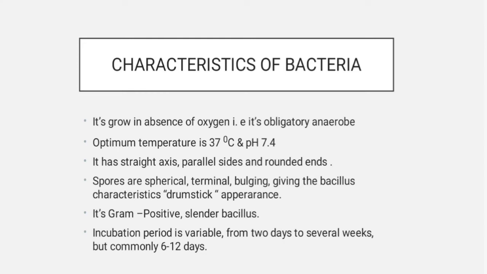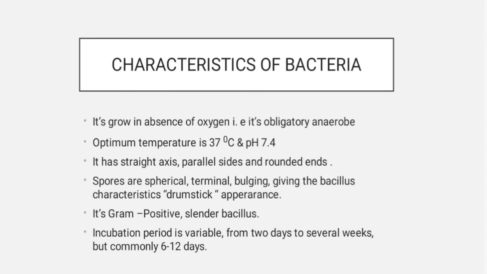Characteristics of bacteria. It grows in the absence of oxygen, that is, it is an obligatory anaerobe. Optimum temperature is 37 degrees Celsius and pH is 7.4. It has a straight axis, parallel sides and rounded ends. Spores are spherical, terminal, bulging, giving the bacillus a characteristic drumstick appearance.